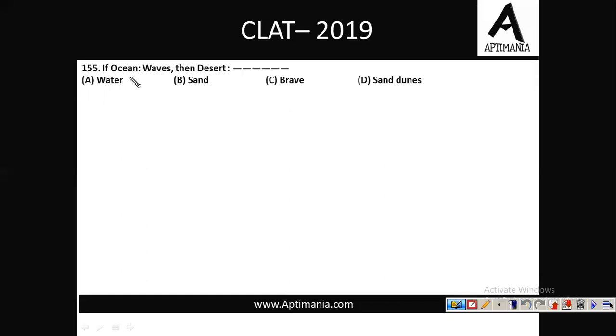Next question, ocean. Now in the way ocean waves are related with ocean, in the same way what will be related to deserts? So obviously it won't be water, it won't be sand. Sand would have been the answer if water were here in place of waves. Then it would have been the same relationship. Now desert, so we can say that sand dunes are related to desert in the same way as waves with ocean.